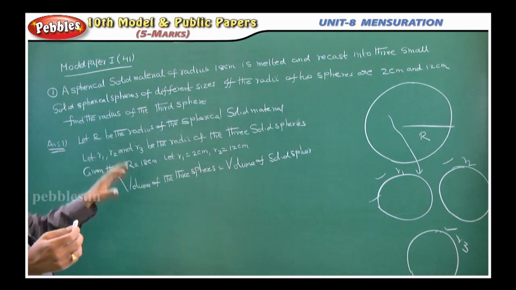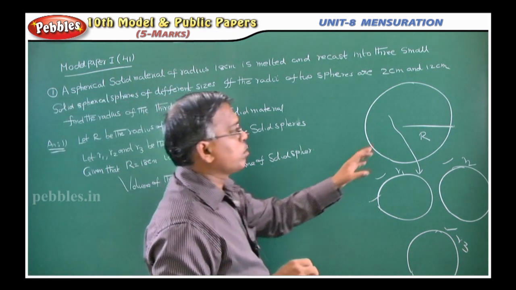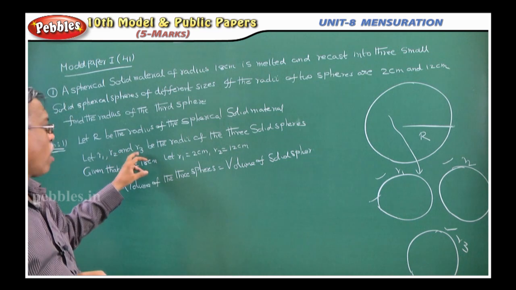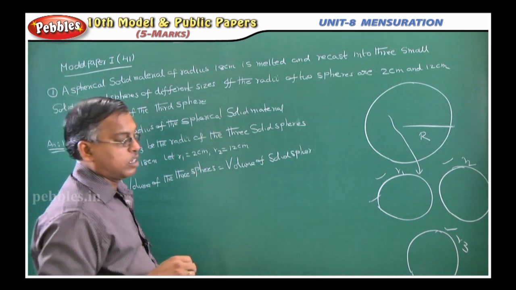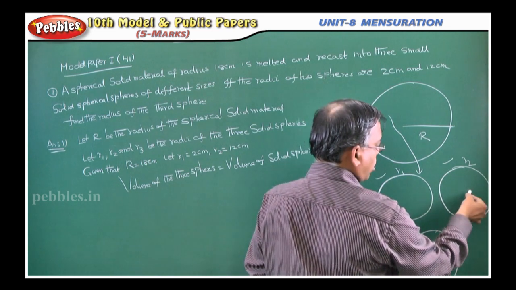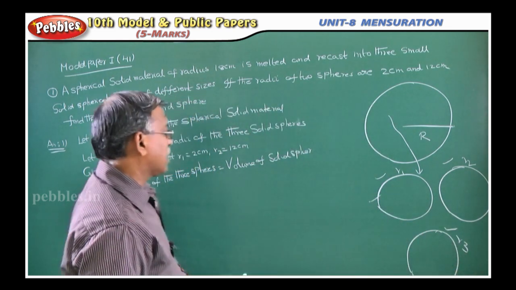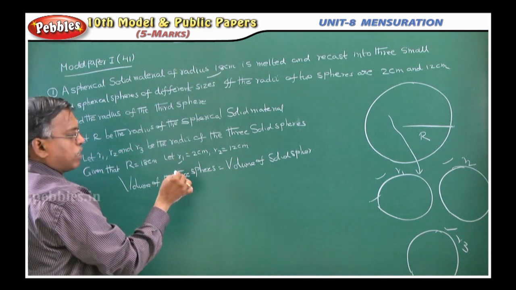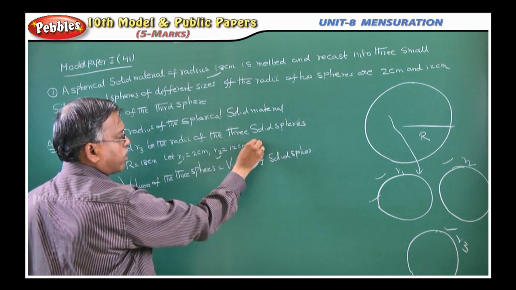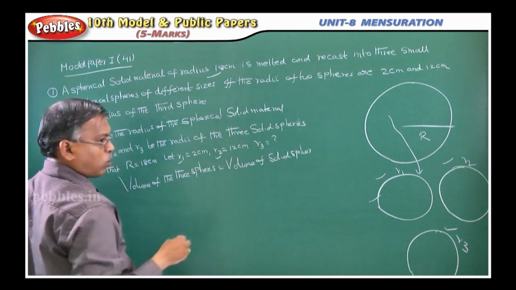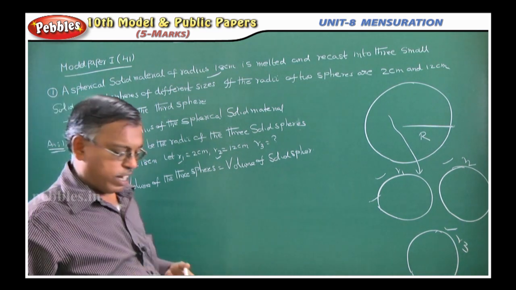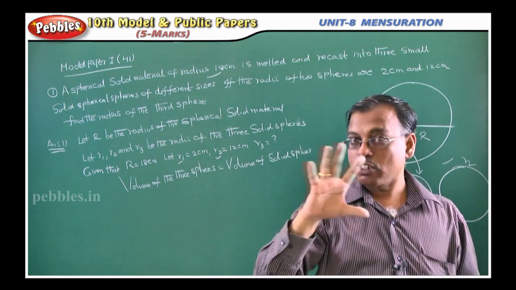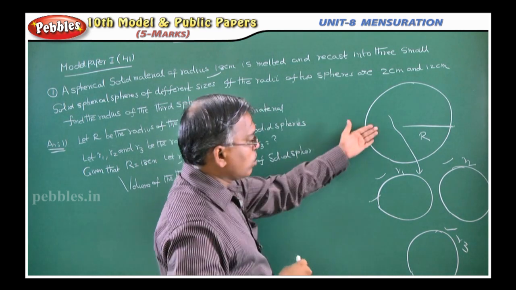Let capital R be the radius of the bigger sphere or solid material. Now r1, r2, r3 be the radii of the 3 small solid spheres. The data is capital R is 18 centimeter, that is the bigger sphere. Small r1 is the first sphere radius, r2 the second sphere radius. Now we have to find r3, which we don't know. One thing you should remember: when something is recast, the volume will not change. By using this volume only they made these 3.